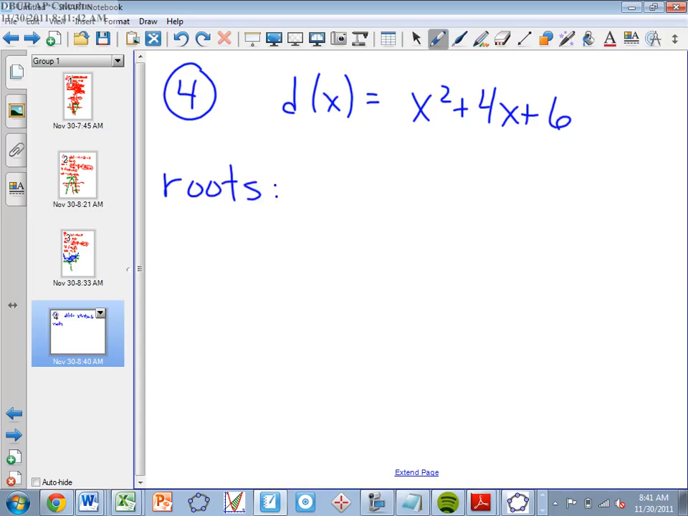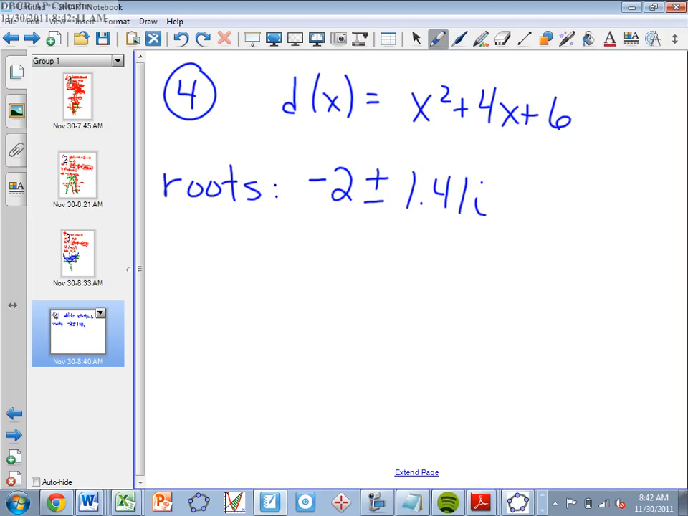This example is important because our roots will be imaginary. Okay? What do you got, Brandon? Negative 2, plus or minus? Good. What's the I component? 1. Be careful. Check your work. Oh, no, you're good, Brandon.